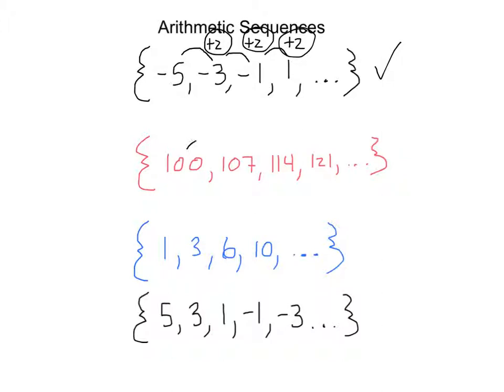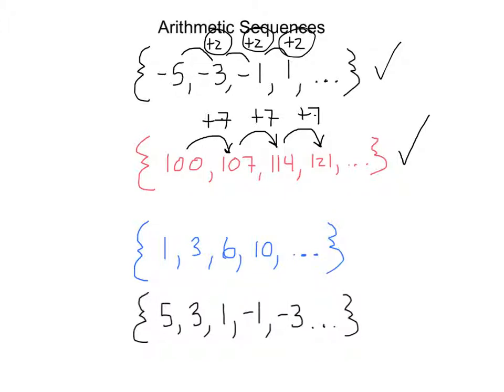Now here I go from 100 to 107. That's an addition of 7. Here I go from 107 to 114. That's another addition of 7. 114 to 121. Another addition of 7. Right? And so, because I am adding or subtracting the same amount every time, it's an arithmetic sequence.